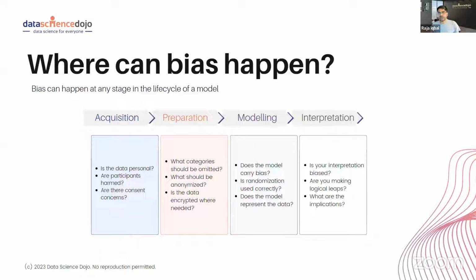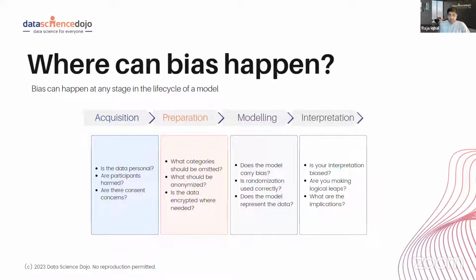So bias, where can bias happen, right? Bias can actually happen at any stage in the life cycle of the model. It may look like it is only happening at the very end of this value chain. The reality is, when I write a blog that might eventually be used by OpenAI to train their next model, that bias that is there in me as a person is going to go into the model, right? Then there is the preparation stage, right?